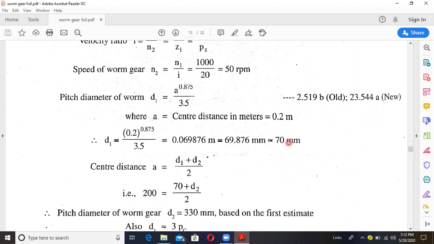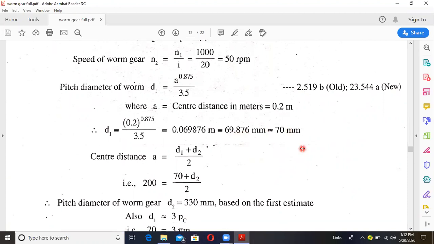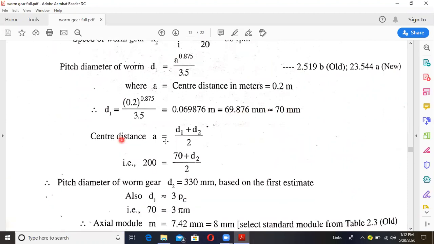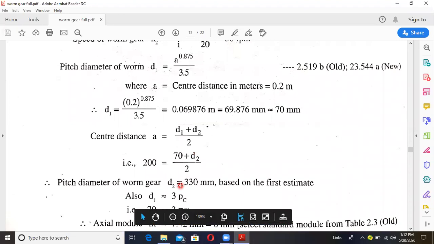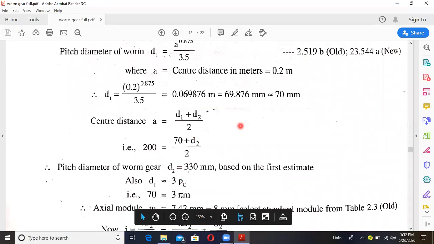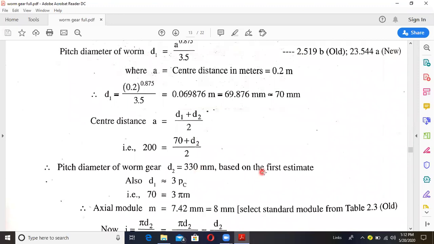Now we have calculated D1. Next we have to calculate D2 using another formula. Center distance A is equal to (D1 plus D2) divided by 2. A, you know, is 200, equal to D1, which you have just calculated as 70, plus D2, divided by 2. You can calculate D2. Whatever D1 and D2 you have calculated, it is the approximate diameter based on the first estimation or first formula.